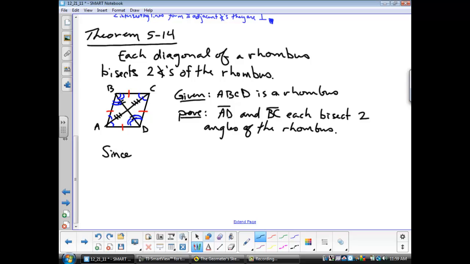I'm going to start with, since diagonals bisect each other, then all of these triangles, and I'll call that middle point O, then triangle COB is congruent to triangle COD is congruent to triangle AOD is congruent to triangle AOB by side, side, side.